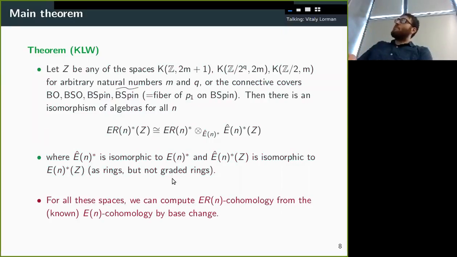But from a very practical point of view, if you're interested in computing ERN cohomology, then we know the En cohomology of these spaces, and all we do is base change, and we get the ERN cohomology. Okay, so that's the result I want to talk about. It's a broad computation of the ERN cohomology of a whole bunch of things.